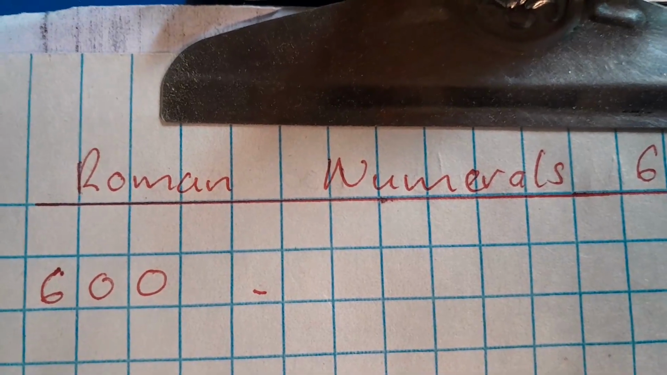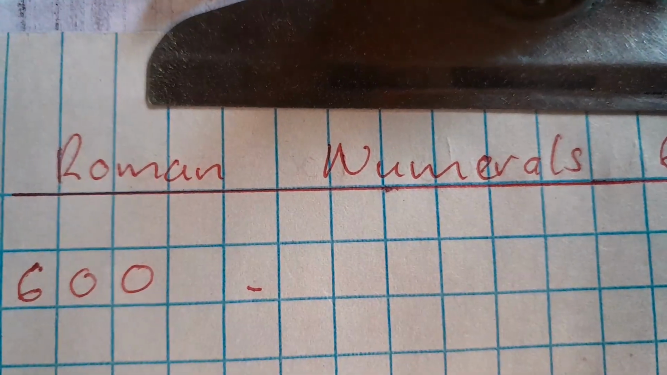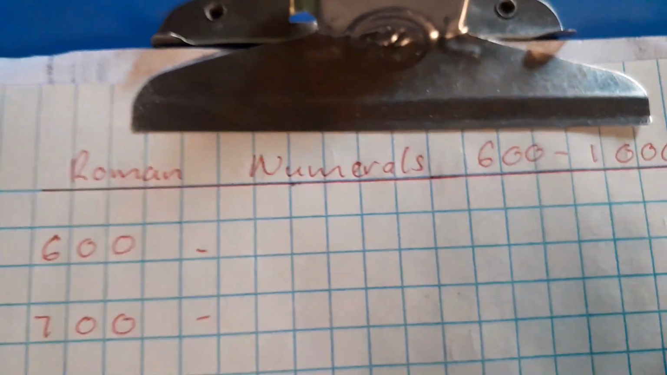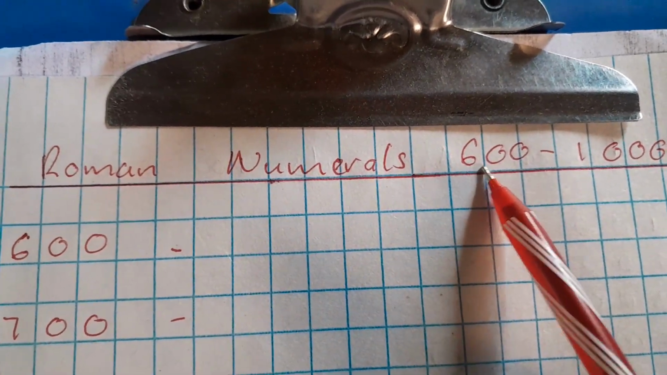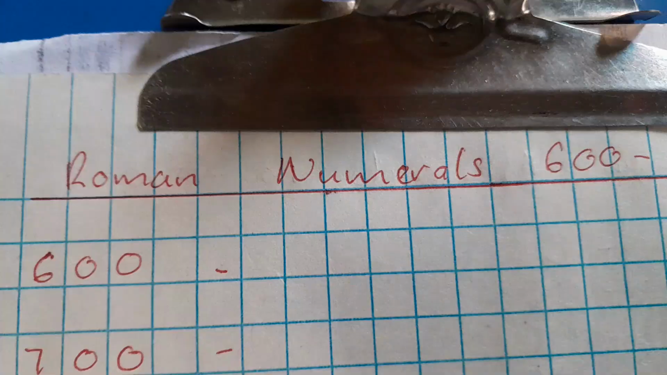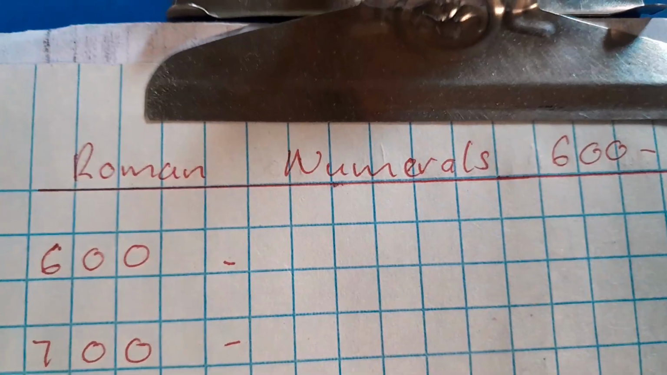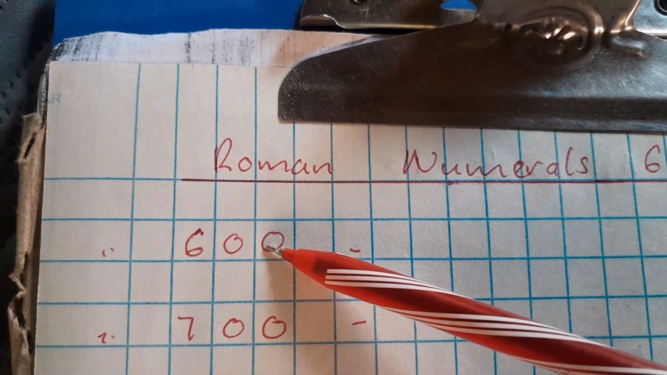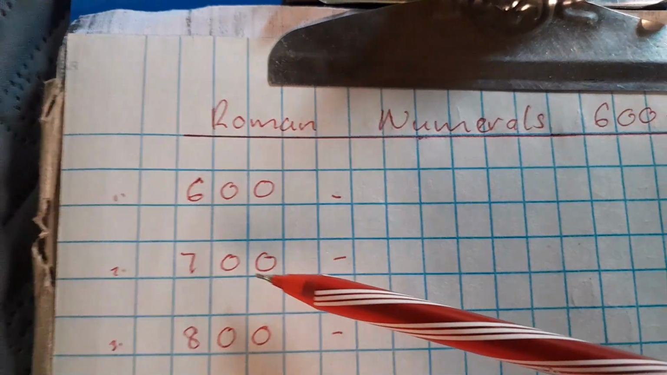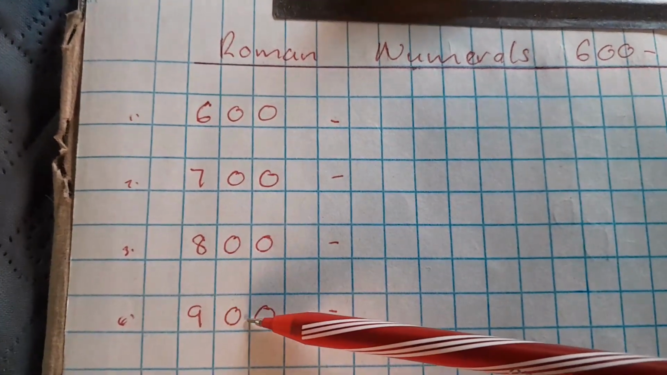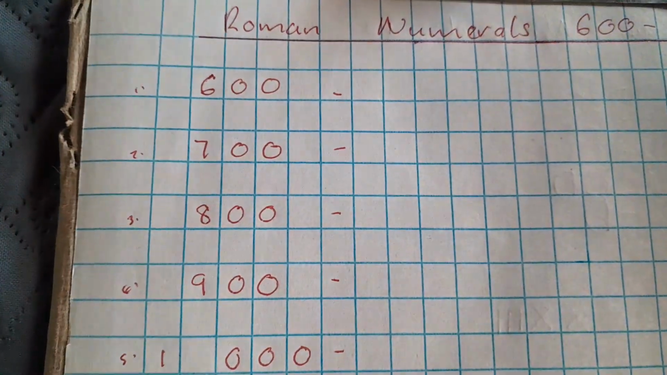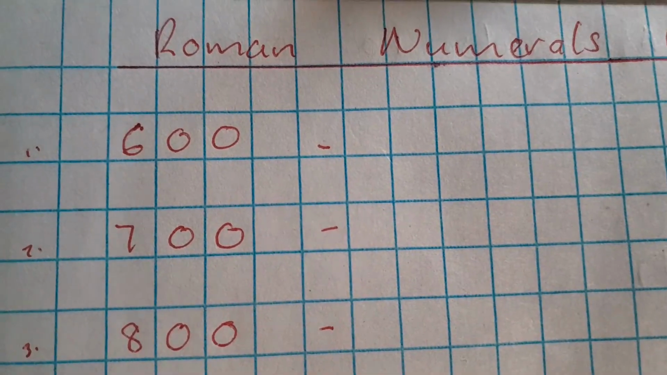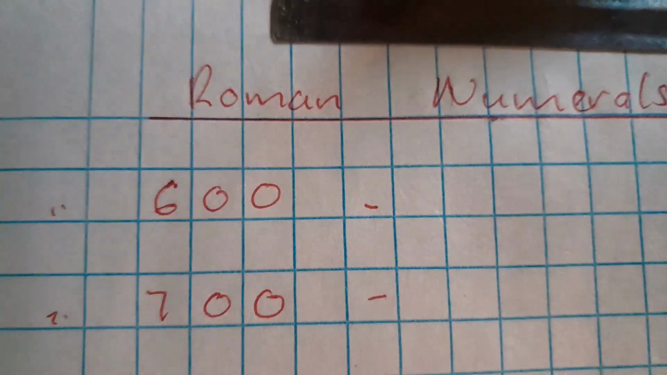Okay, friends, what we are going to look at this time around is Roman numerals, the last part now, ranging from 600 up to 1000. I'm going to illustrate. I've got some figures over here: I have 600, 700, 800, 900, and lastly 1000. I'm going to illustrate for you how that can be written in Roman numerals. So without wasting much time, let's move on to the first one.